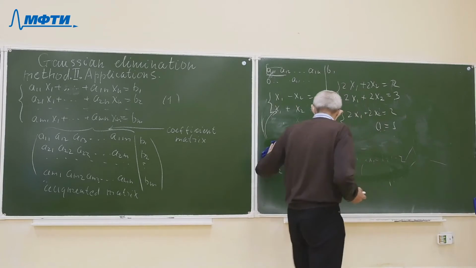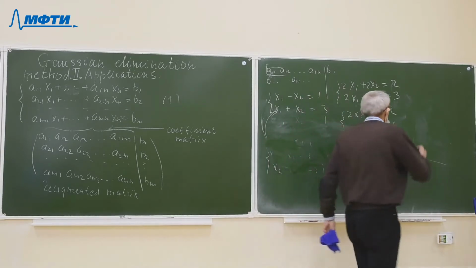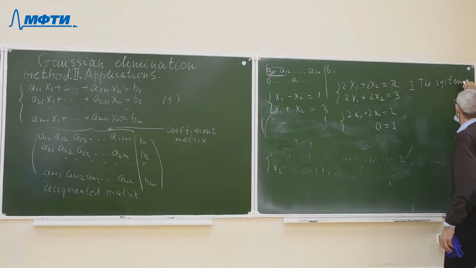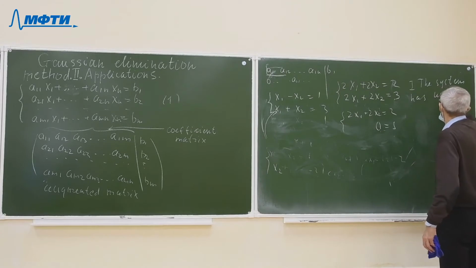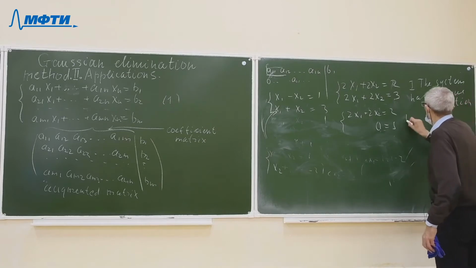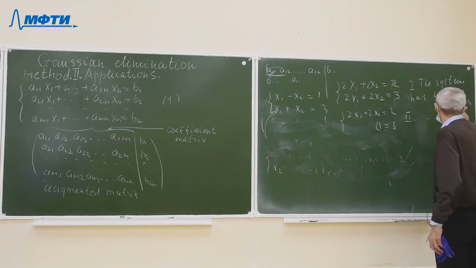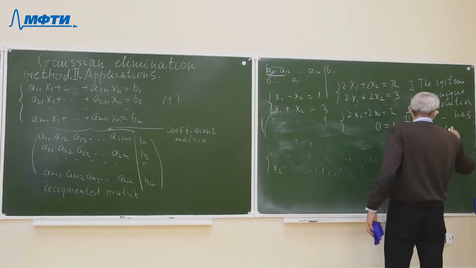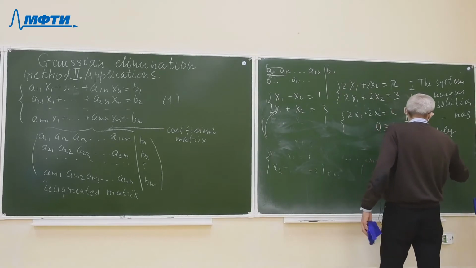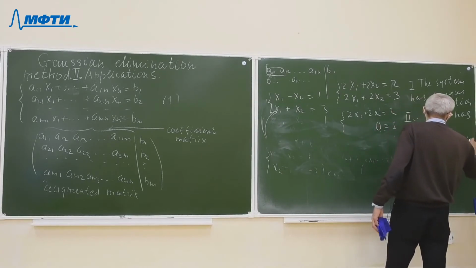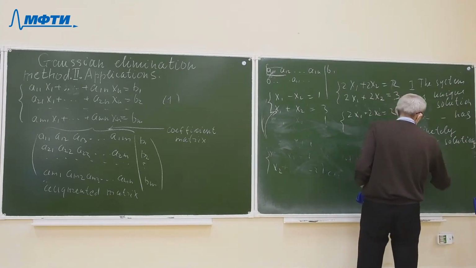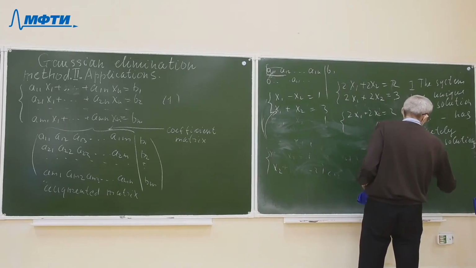And we have three cases. First of all, the system has a unique solution. Second case, the system has infinitely many solutions. And third case, the system has no solution.